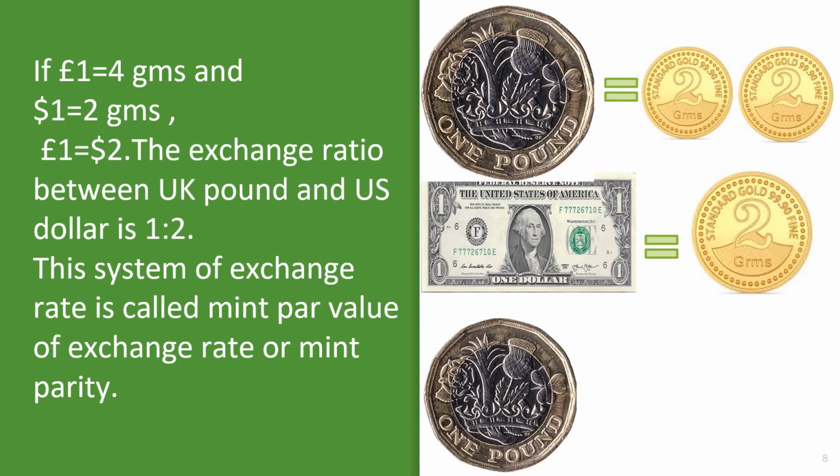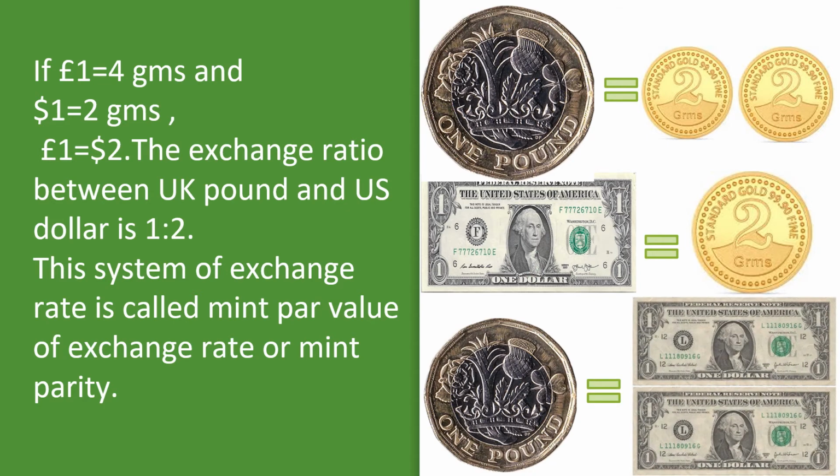So if we express the value of the pound versus the US dollar, how many dollars should we get for 1 British pound? Well, as you can see here, $1 is equal to 2 grams and 1 pound is equal to 4 grams. So for 2 grams, we should get $1, and for the other 2 grams, we should get another dollar. That means the 1 British pound should be equal to 2 US dollars. This system of exchange rate is called mint par value of exchange rate, or mint parity.